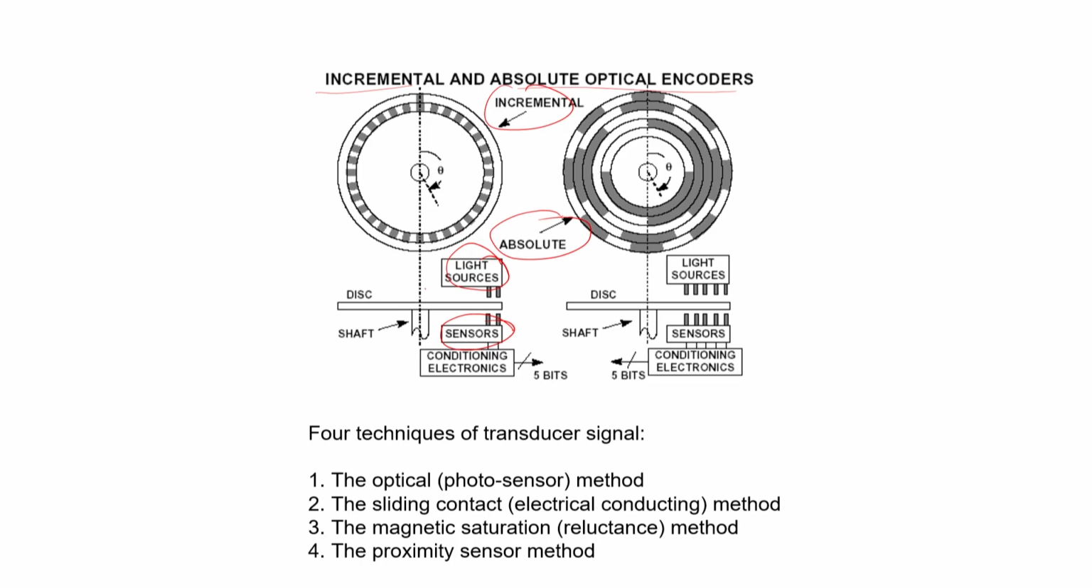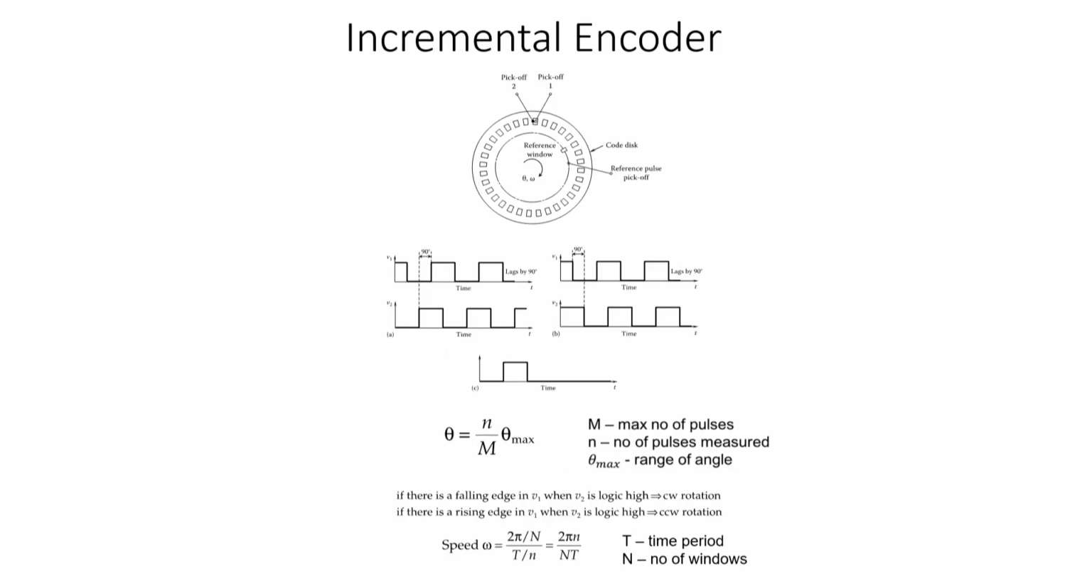So, the pattern changes based on it. You can have four techniques for this type of encoder: optical photosensor, sliding contact electrical conducting, magnetic saturation, and a proximity sensing method. So, let us look at the incremental encoder.